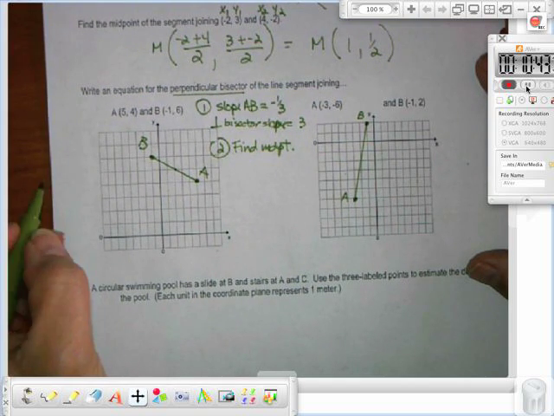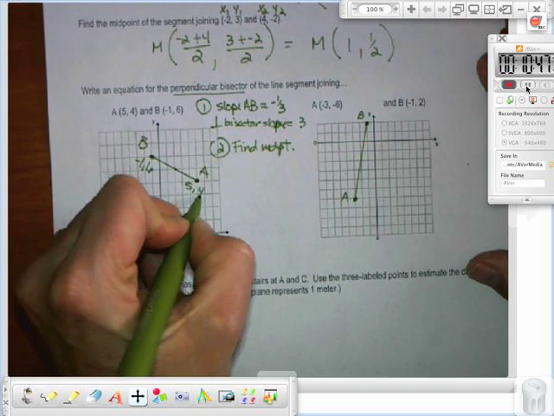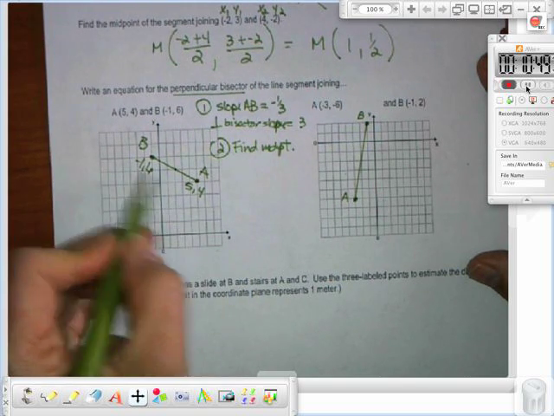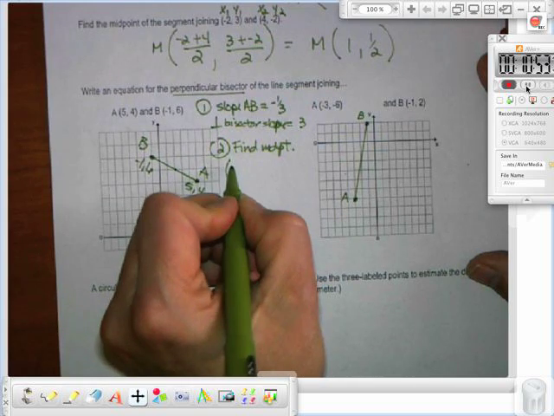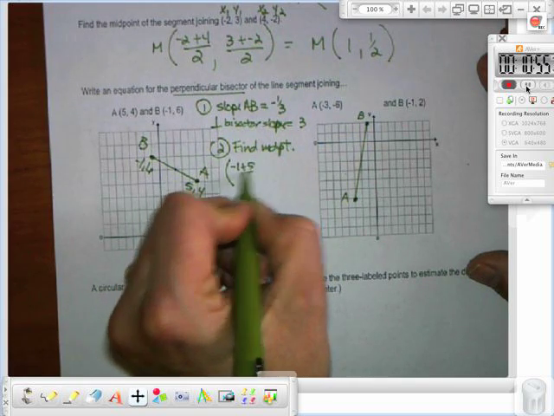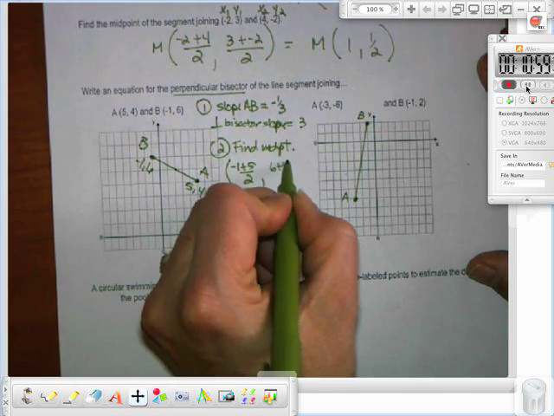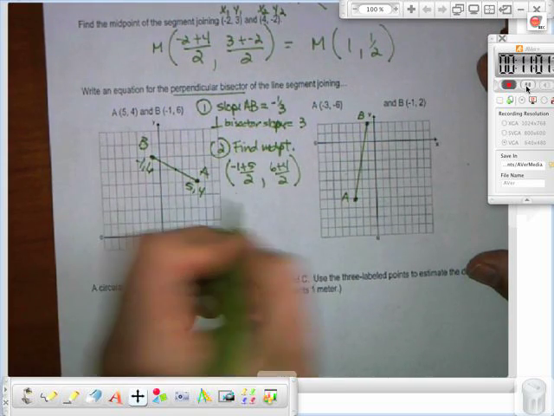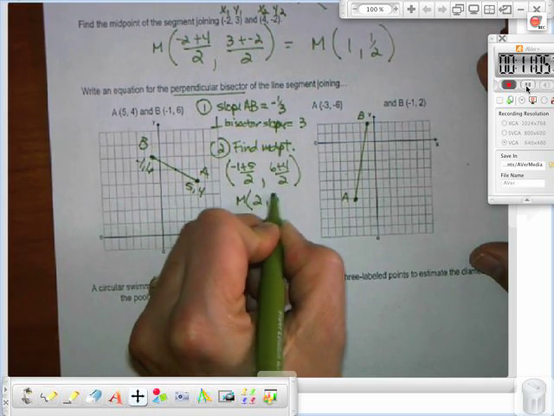So I'm going to go ahead and do that. This is negative 1, 6. This is 5, 4. So if you add the x's, it's negative 1 plus 5 divided by 2. And add the y's, 6 plus 4 divided by 2. The midpoint then would be 2, 5.